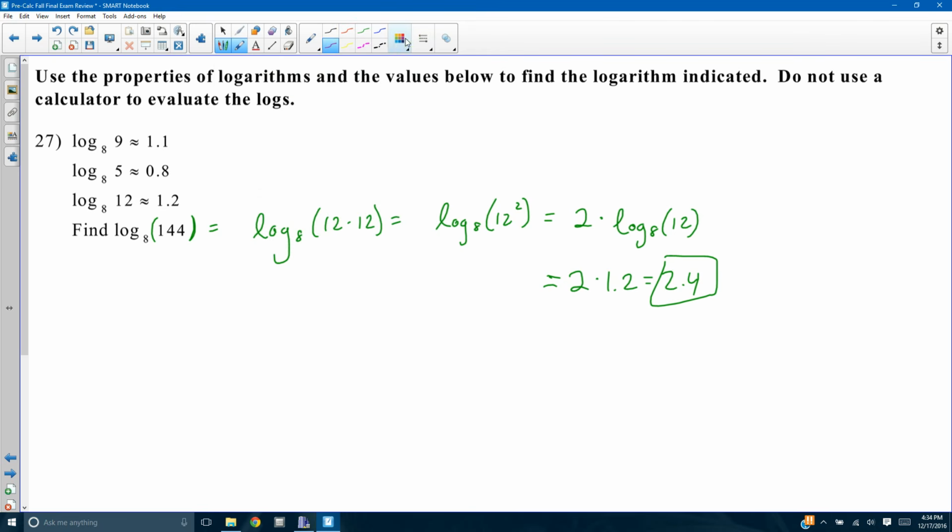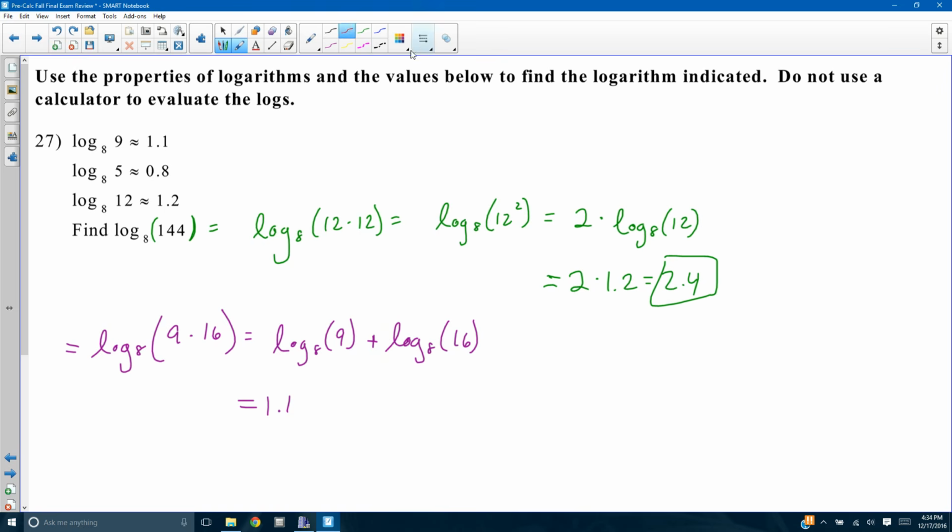Let me try a second way. Again, I'm doing this for the first time, so let me try this a second way. Let's try log base 8 of the less popular factor, 9 times 16, which I can separate as log base 8 of 9, which we have an approximation for, by the way, plus log base 8 of 16. Log base 8 of 9 is about 1.1.